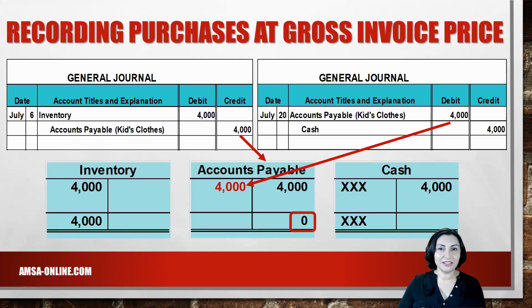In this case, the payment was made outside of the discount period. Inventory and accounts payable are recorded at the total price of $4,000. When the invoice is paid, accounts payable is decreased or debited by $4,000, and cash is decreased or credited by $4,000. Same as with previous examples, the balance in the accounts payable account is zero after the invoice was paid.